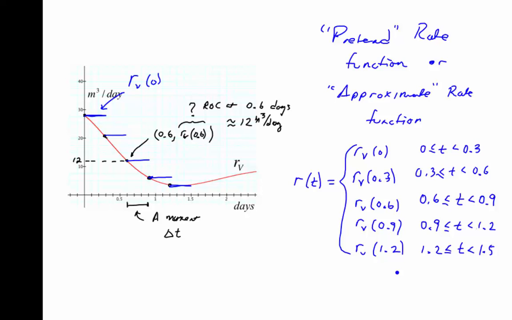R sub v of 0.6, that's just the rate at that moment, 0.6 days. But in the blue function, it's the constant rate for that whole time period from 0.6 to 0.9 days. Okay, questions on that?